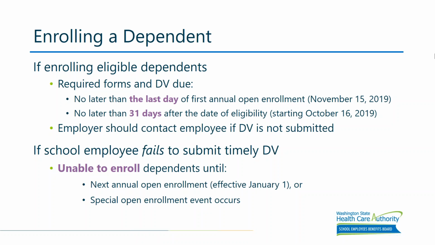If a school employee does fail to submit dependent verification within the given timeline, they'll be unable to enroll their dependents until the next annual open enrollment period. Remember that enrolling during that time makes benefits effective for that dependent January 1st, or if a special open enrollment event occurs that allows them to add that dependent.